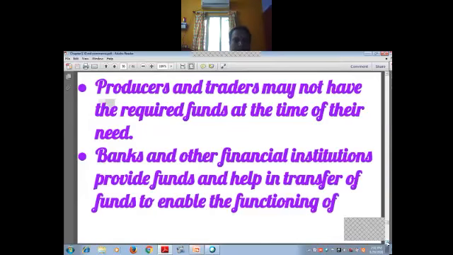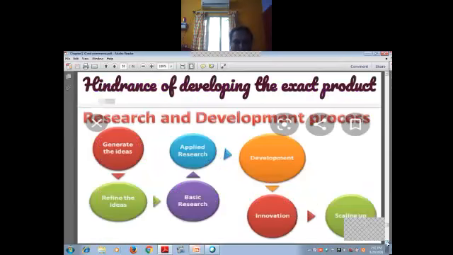In terms of finance. Producers and traders may not have the required fund at the time of delivery. Whenever we need money, where do we have to go? Only the bank. Banks and other financial institutions provide funds and help in the transfer of funds to enable the functioning of business smoothly. So the banks or financial institutions will help the business people, whenever they need, they can give the money. So required funds we will go and get from the banks only.